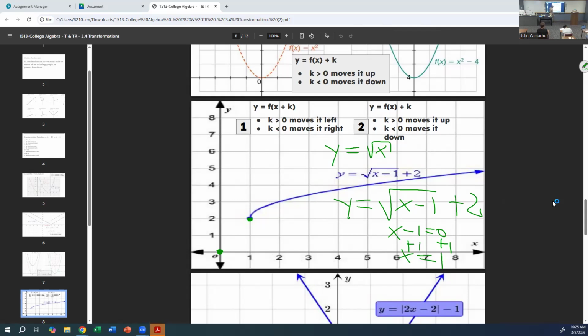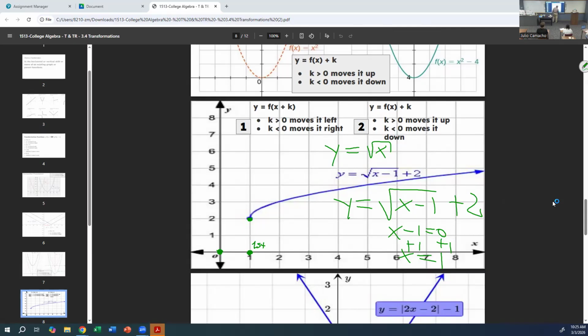So what happened with the whole thing? Where is 1 on the x-axis? Positive 1 in the right or left? The right. So that means it went 1 space to the right, and you can see it went from here to here first. That was the first step.